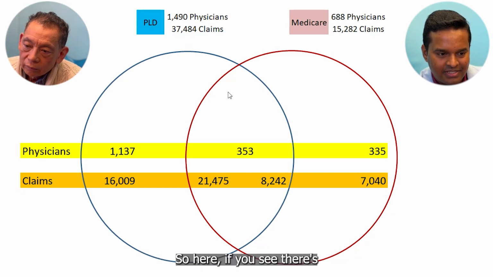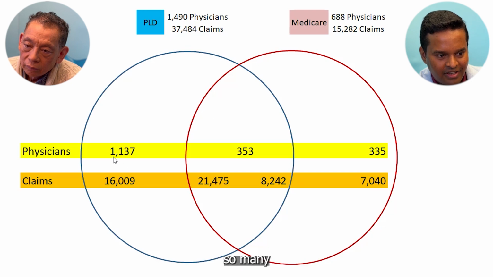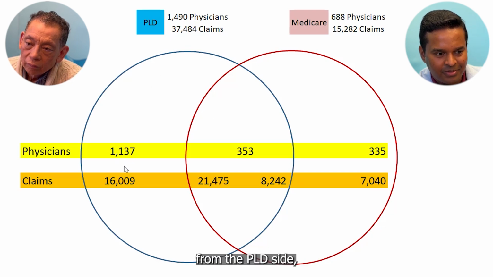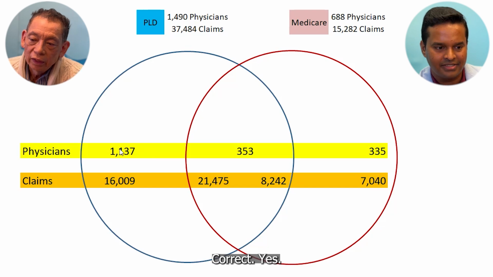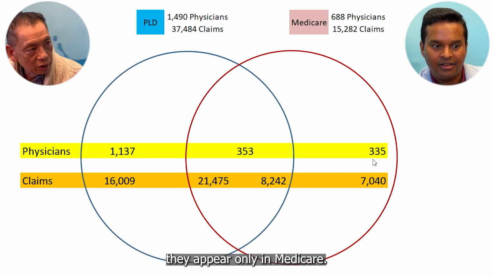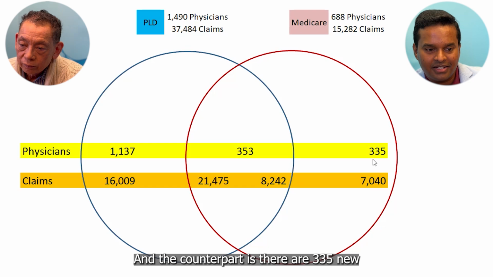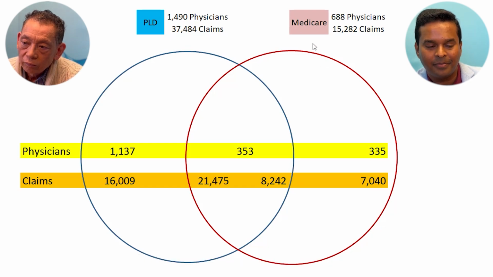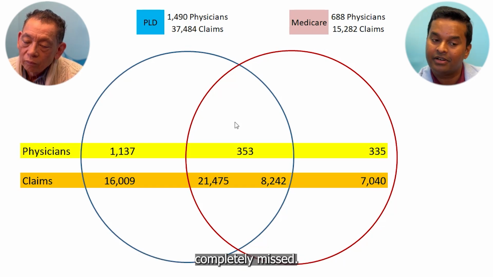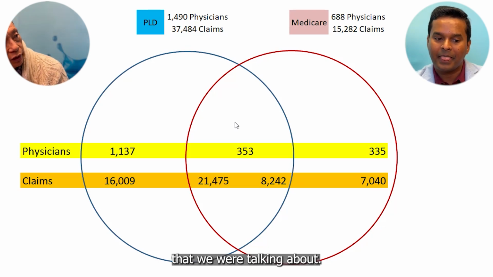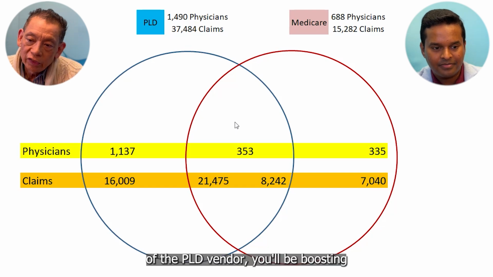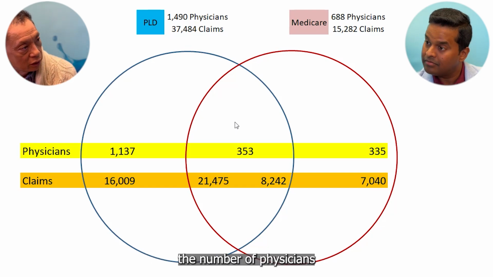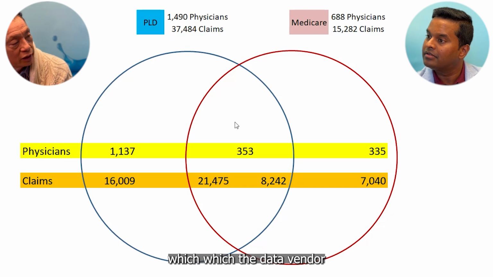So here, we see 1,137 physicians from the PLD side, and the 1,037 appear only in the PLD. Correct. And then 335 appear only in Medicare. The counterpart is that there are 335 new physicians that Medicare is saying the PLD vendor completely missed. So that's the first thing we were talking about. If you add back those 335 to the universe of the PLD vendor, you'll be boosting the number of physicians captured in PLD, which the data vendor is not doing today.